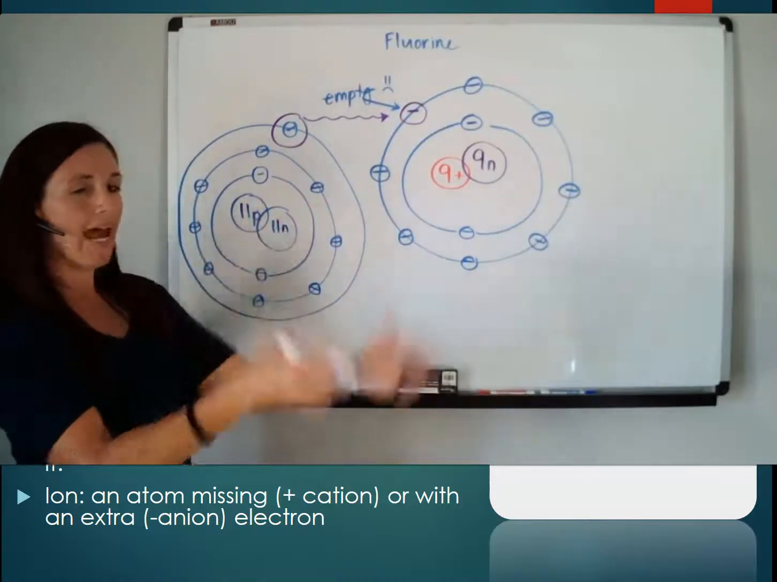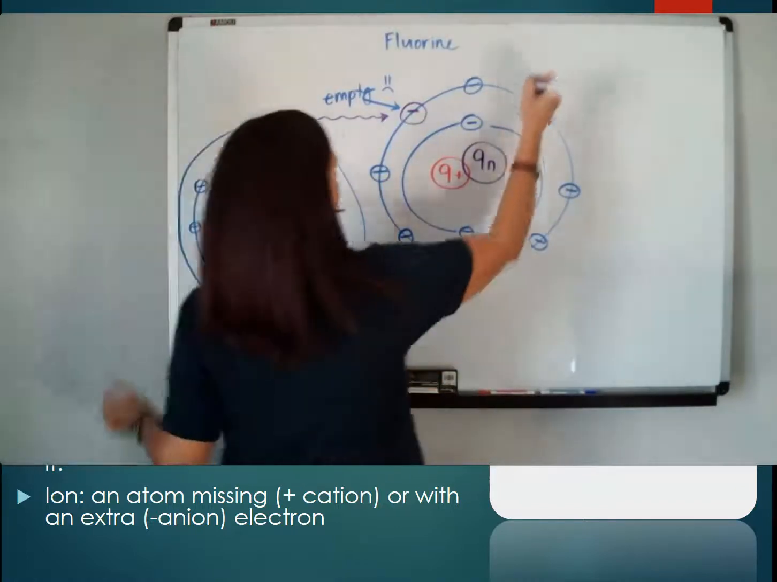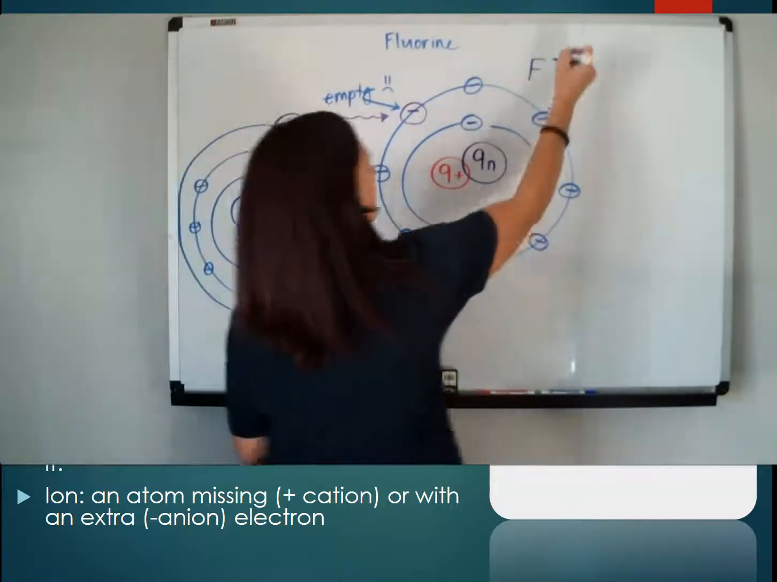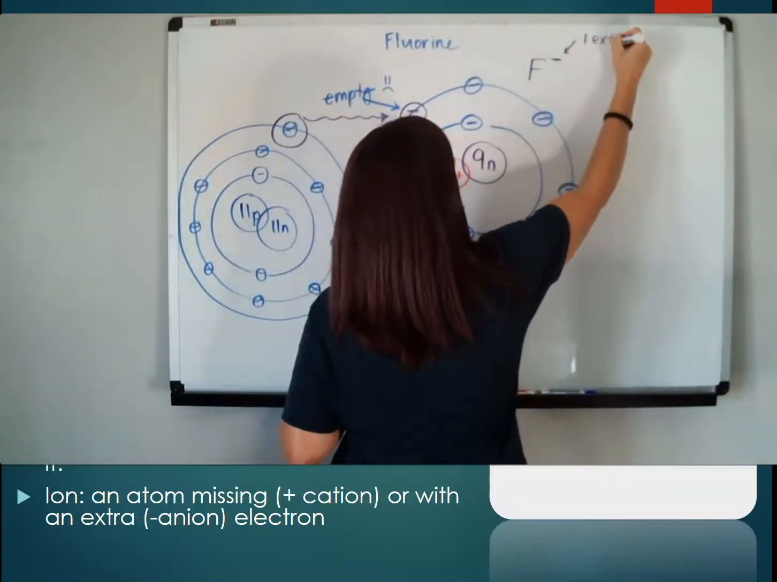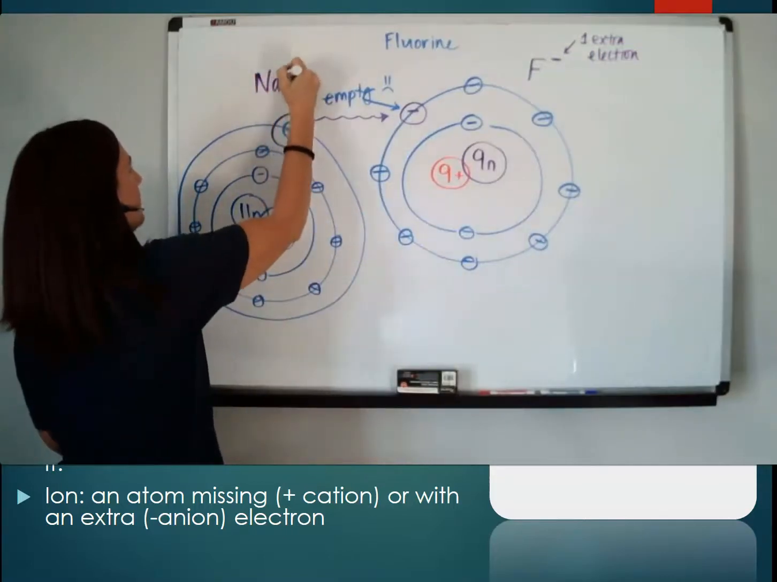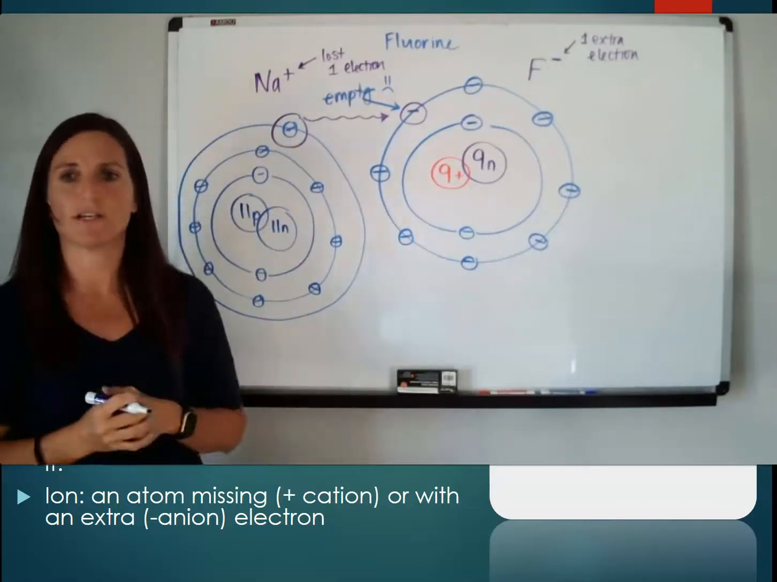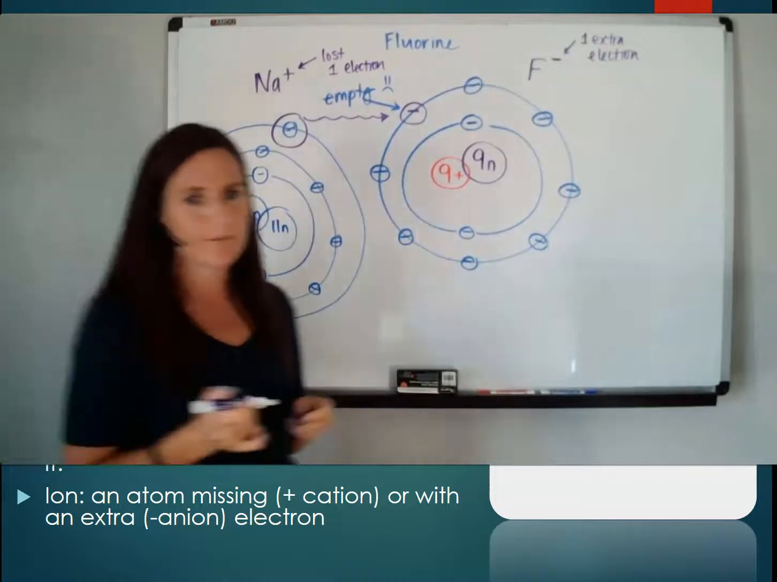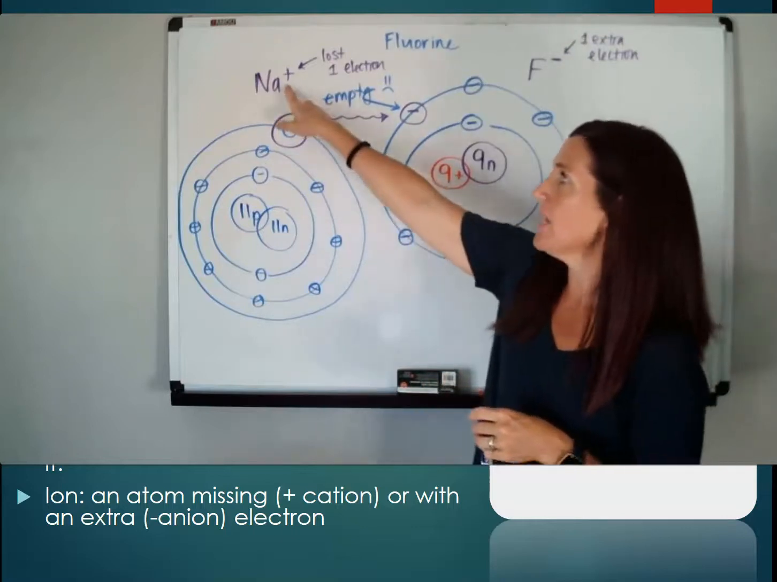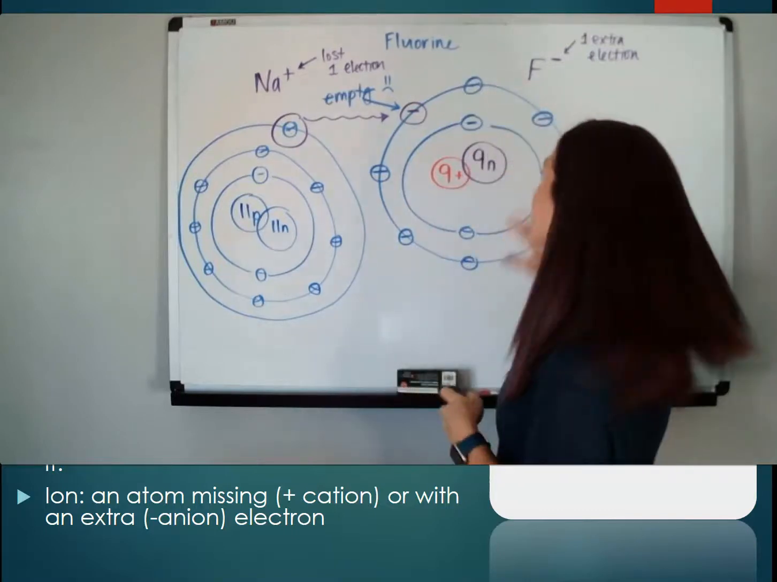That's going to give fluorine an extra electron, and every time you get an extra electron, you become negative. So fluorine becomes F minus, minus because it has 1 extra electron, and sodium becomes Na plus, plus because it has lost 1 electron or given away 1 electron. So an atom that wants to give away an electron gets a positive charge, and an atom that wants to gain an electron gets a negative charge.